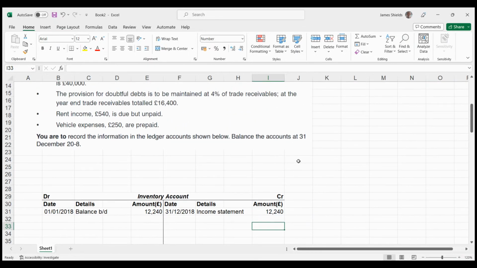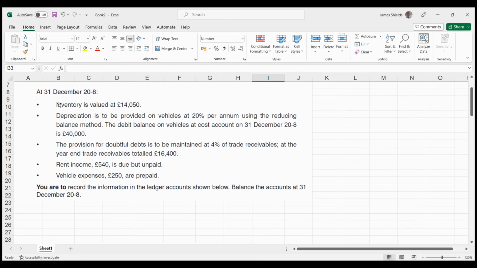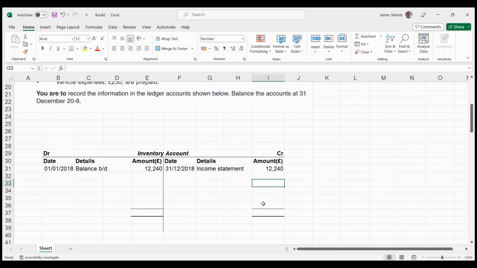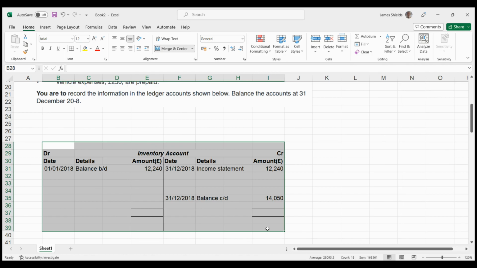So back to the information now. The first point, inventory is valued at the end of the year at £14,050. So that's going to be our £14,050. It's going to be carried down at the end of the year. So 31st of December 18, balance carried down, £14,050. Now, out of interest, there was a question like this. You had to do this T account in the real exams last summer, May, June 2024.